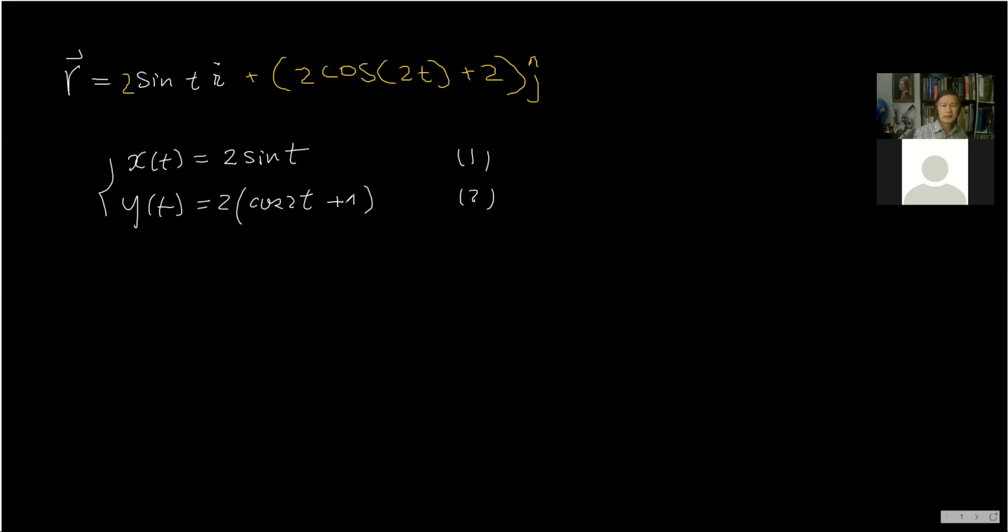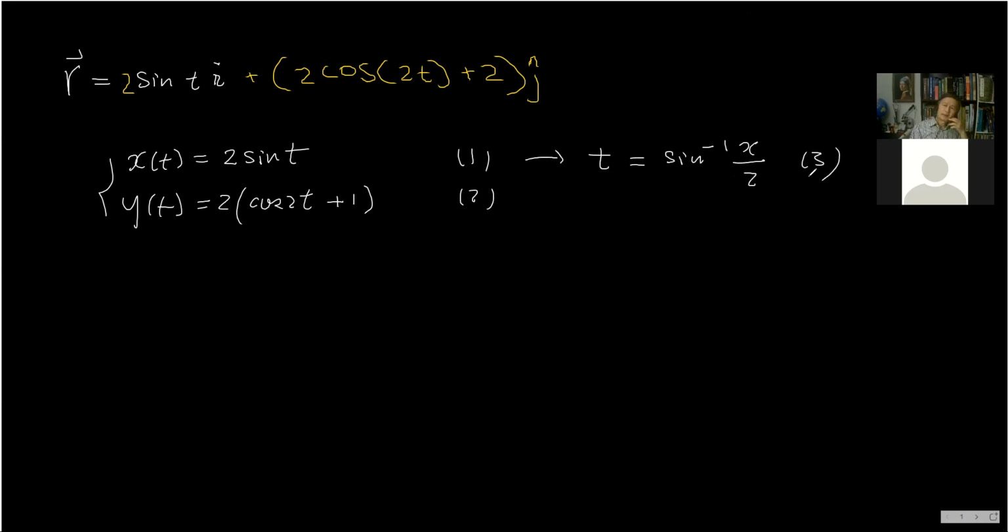Yes, that's one thing you can do. From any equation you solve the t. That is t equals sine inverse of x over 2. Oh, that's a good idea. That's our third equation. In this way you can eliminate the t, and then you get the equation.